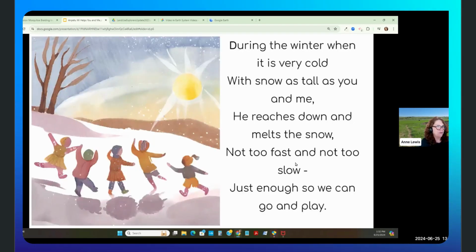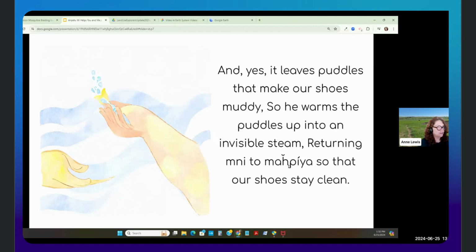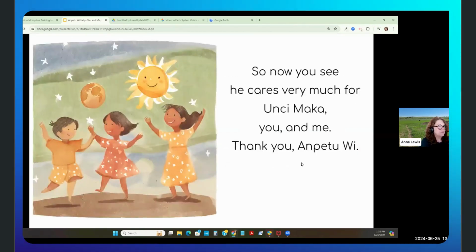During the winter, when it is very cold, with snow as tall as you and me, he reaches down and melts the snow, not too fast and not too slow, just enough so we can go and play. And yes, it leaves puddles that make our shoes muddy. So he warms the puddles up into an invisible steam, returning mni to mahpiya so that our shoes stay clean. Mni means water and mahpiya is cloud. So now you see he cares very much for Unci Maka, you and me. Thank you, Ampetu.